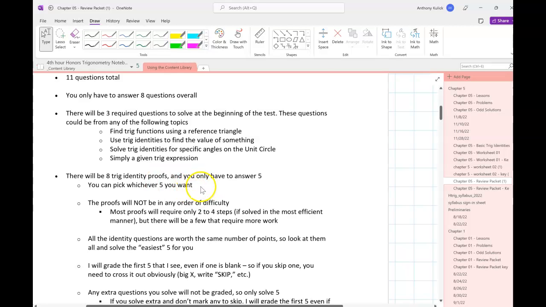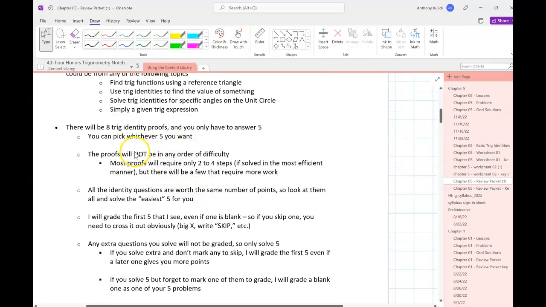The proofs, when I list them, are not in any kind of order of difficulty, so they don't get more difficult as the test goes on. They're just kind of randomly placed in there. I wrote these things so that they really require only 2 to 4 steps in the most efficient path. Now, that does not mean if you do more than 4 steps, you're doing it wrong. It just means that maybe you're taking a more circuitous route than necessary, but that doesn't mean it's going to be wrong.